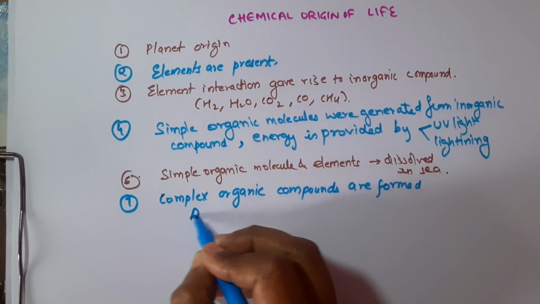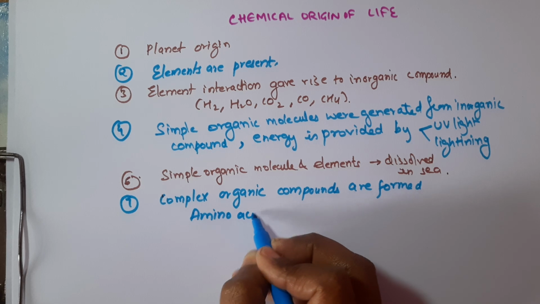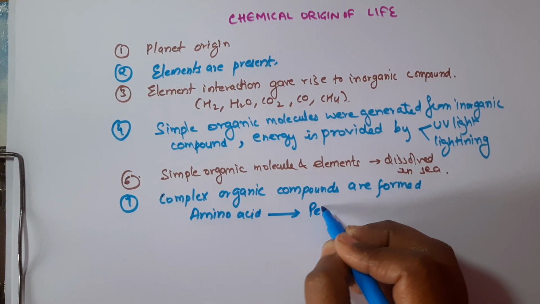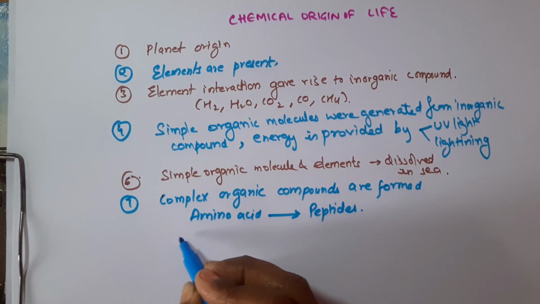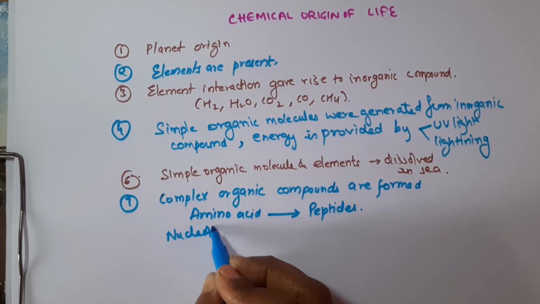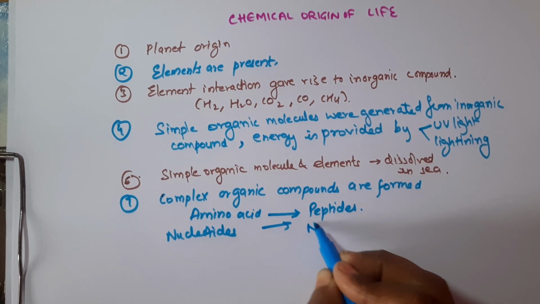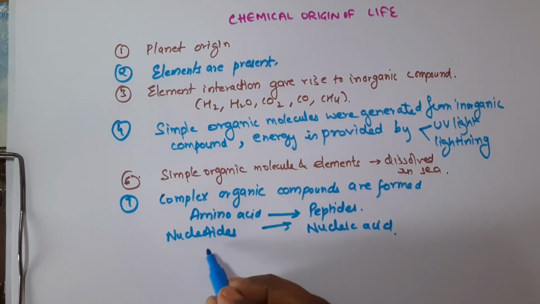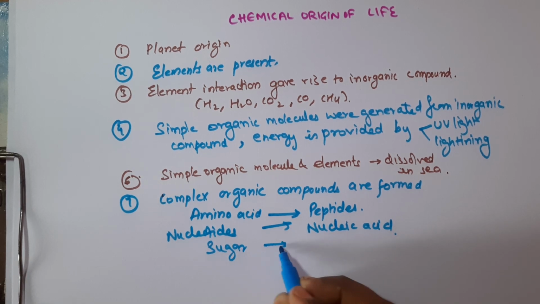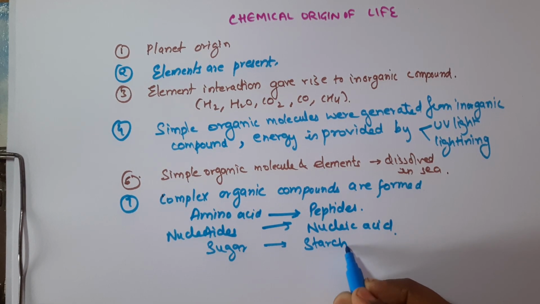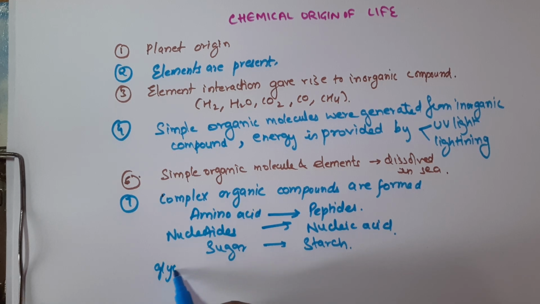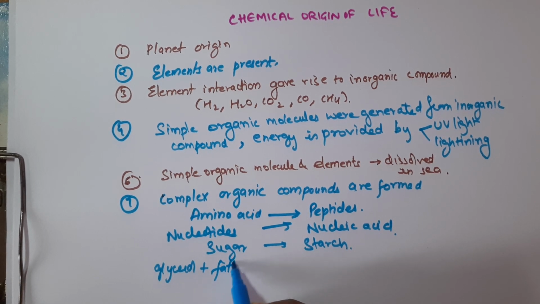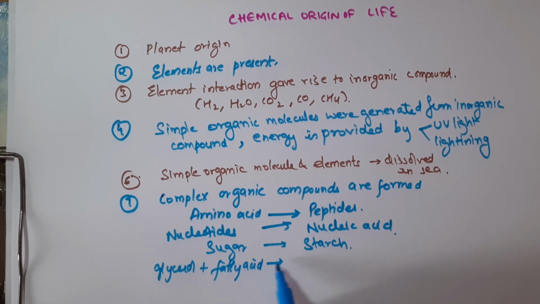Then what happened? Amino acids are already there, right? So these amino acids give rise to peptides by joining with each other. The nucleotides give rise to nucleic acid. Simple sugars are there, and they get converted into starch. And then further, glycerol combines with fatty acid, and this results in the formation of fat.